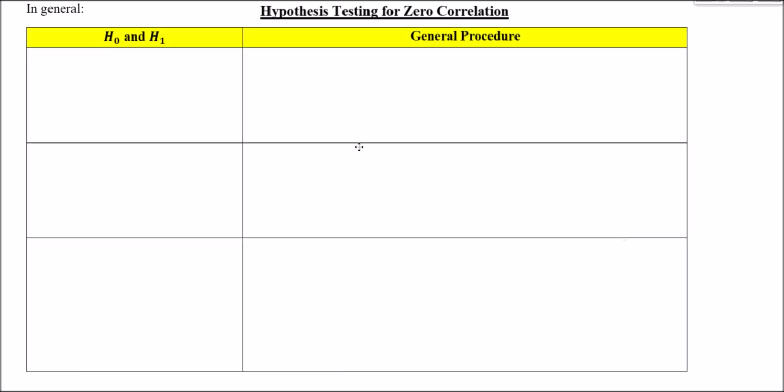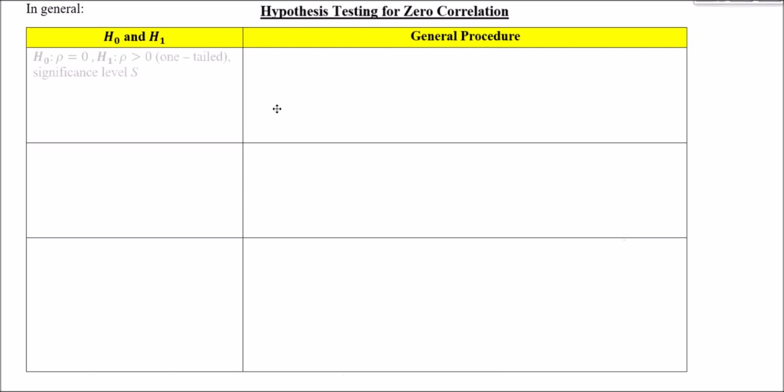So next, to summarize, you can put it into a table like so. You don't have to, but I'm just going to show you a table to illustrate the point, and I'll refer back to this table in the two worked examples. So H0 and H1 and the general procedure.